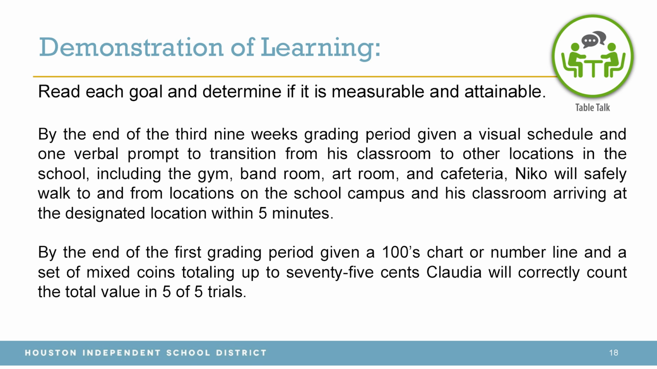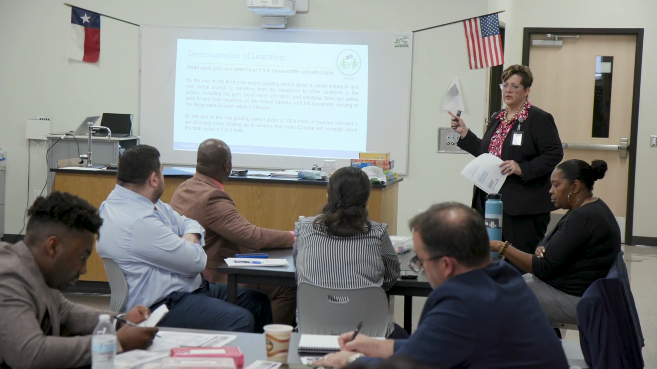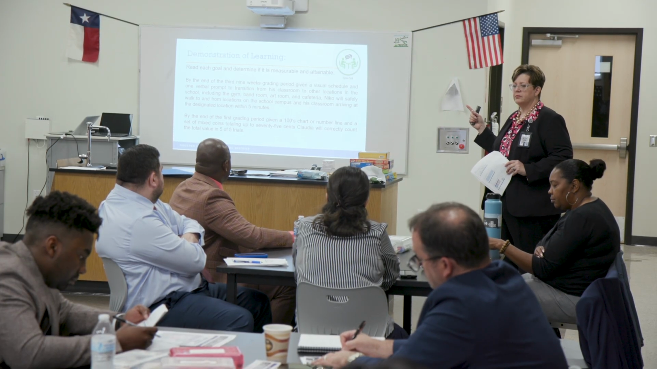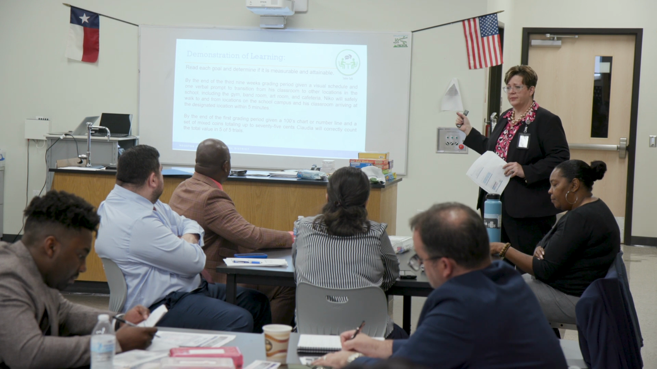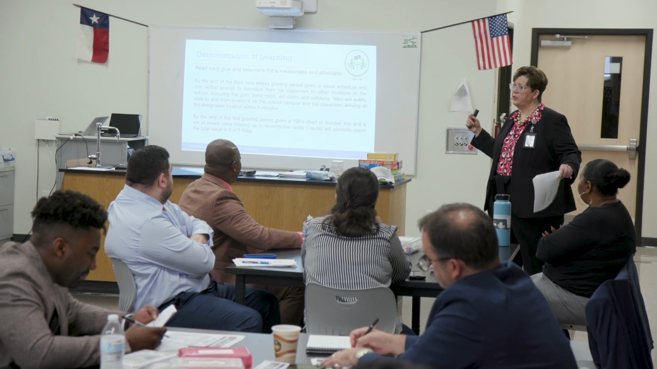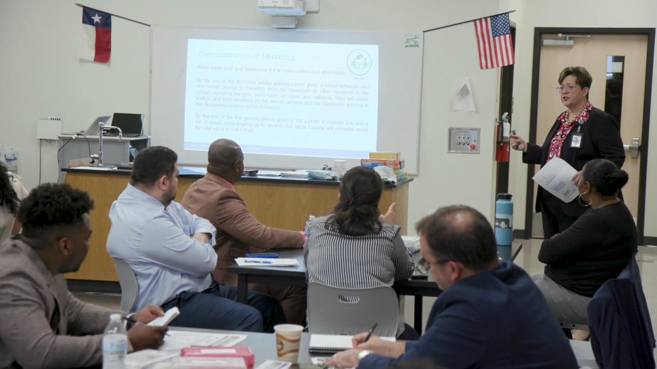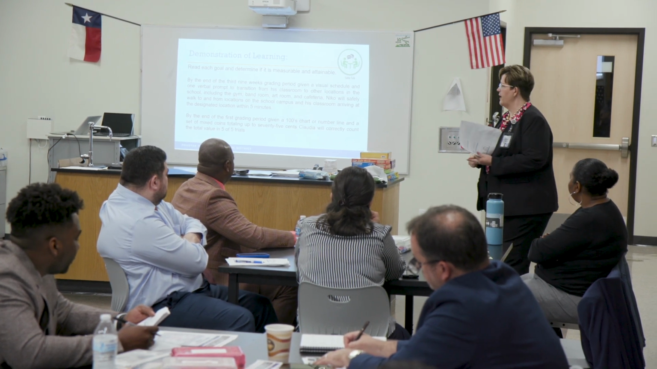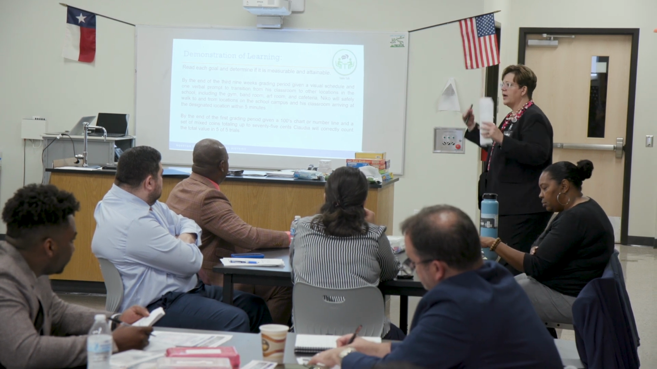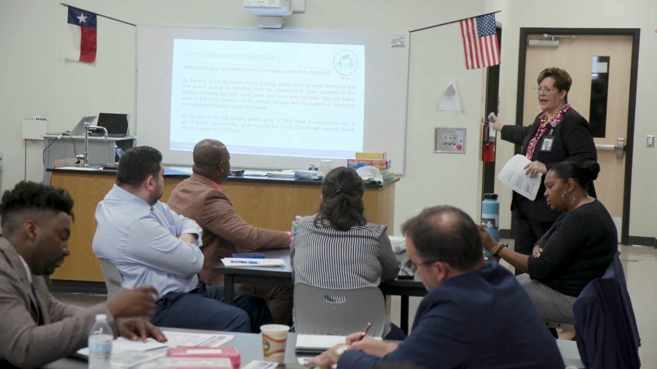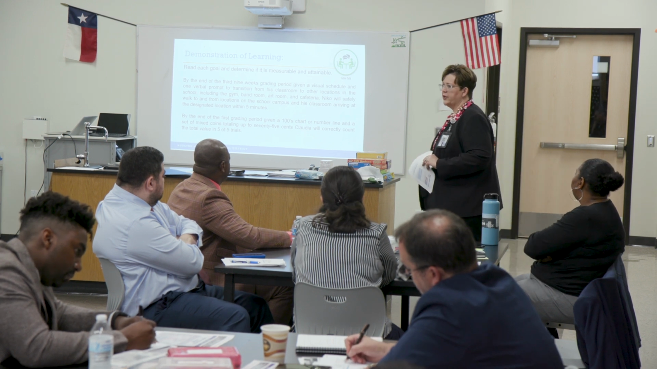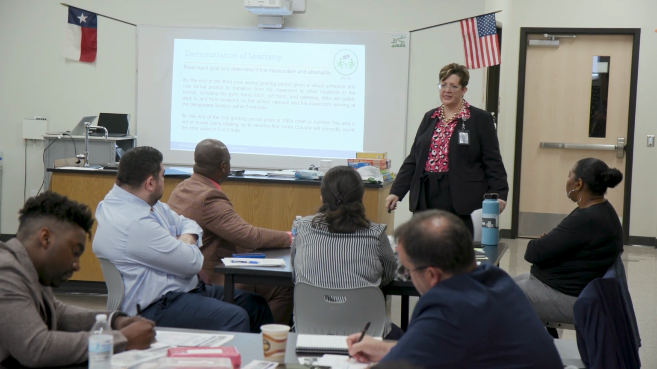By the end of the first grading period, given a hundreds chart or number line and a set of mixed coins totaling up to 75 cents, Claudia will correctly count the total in 5 out of 5 trials. Is it measurable? It is measurable. Is it attainable? It could be, but it might be a little more difficult. By the end of the first grading cycle, have we introduced coins? Have we started counting money? I mean, there's a lot of steps that would need to come before we get to that point. So that's something that we need to consider. Is it attainable in the time frame that we stated?